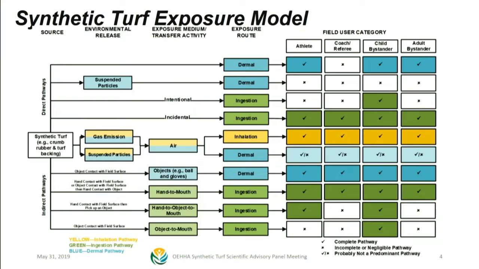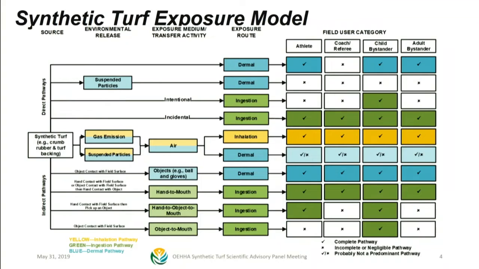So this slide shows the conceptual site map of the exposures that may occur on the fields. Last year at our meeting, we went into more detail about each pathway and the field user categories that are considered for each pathway. More details can be found in the meeting materials, but briefly I'll just summarize what we're looking at here. So the synthetic turf field components, including the crumb rubber, the backing, and the grass blades, are considered as the sources of exposure. And through various media and environmental activities, exposure can occur through inhalation, dermal, or ingestion pathways.